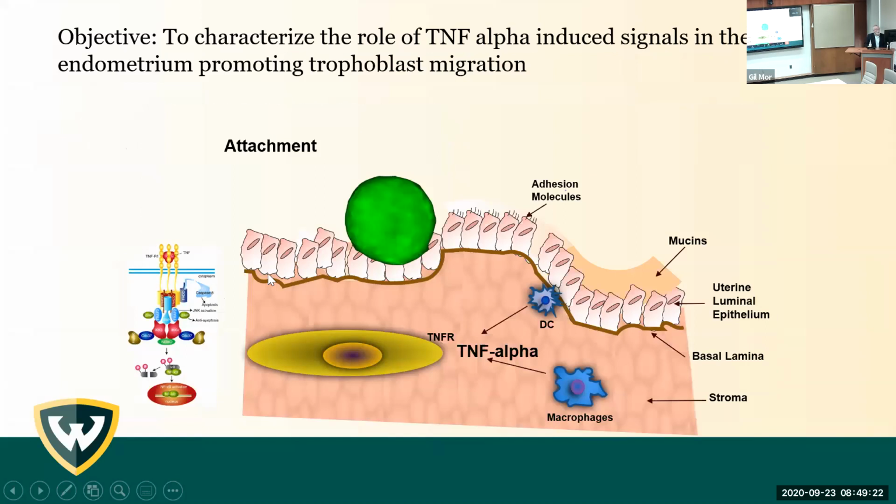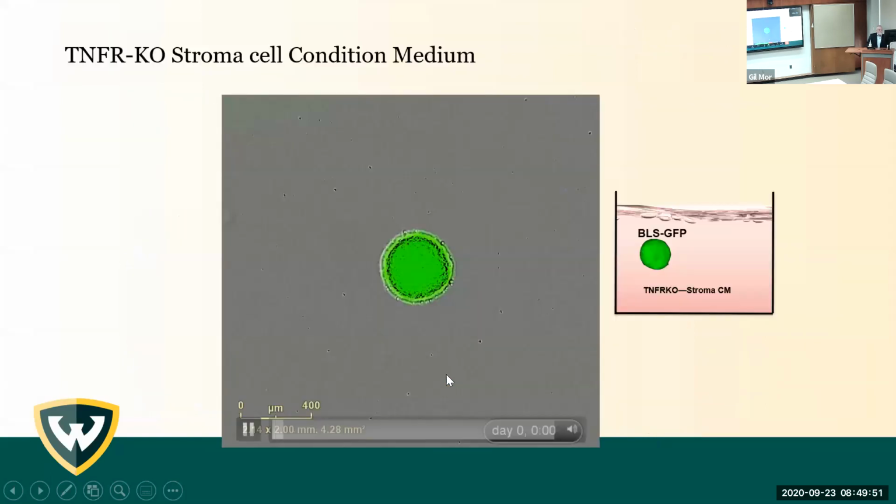So what we are seeing now is that TNF-alpha binds to TNF-alpha receptor and then is inducing the migration. So we wanted to characterize and really define this circuit. We started with TNF-alpha, so we're knocking down the TNF-alpha receptor. And then we wanted to see if we collect conditioned media from TNF-alpha receptor knockdown stroma cells, if it still can call the blastocyst.